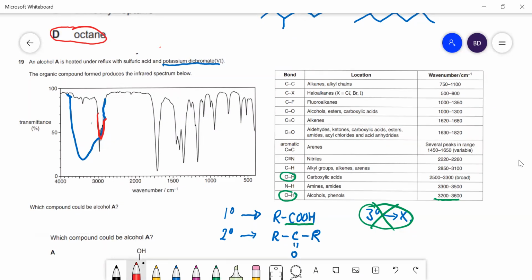Now let's just check that. If you've got a secondary alcohol, you should end up with a carbonyl group in there from the ketone. Have you got a carbonyl there? And you can see you've got it there. That's very characteristic of a carbonyl. There it is, and that's in the right place. So we've established this must be a secondary alcohol.